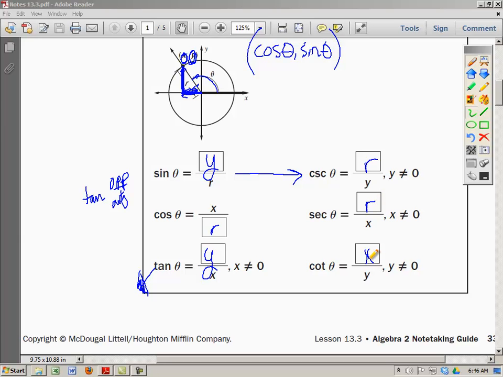Now, keep in mind that in any of these cases, we can't have a value of y to be 0, because you get 0 in the denominator for both cosecant and cotangent. For the secant, x cannot be equal to 0 because we would get a 0 in the denominator of our fraction, and therefore it would be undefined.